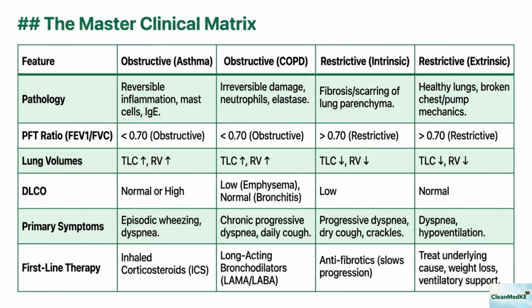To wrap everything up, this master clinical matrix provides a high-level comparison. Remember that while asthma and COPD are both obstructive, with low PFT ratios, asthma is often reversible with ICS, while COPD involves irreversible damage, best managed with long-acting bronchodilators. Restrictive diseases will show high ratios and low volumes, with DLCO helping you distinguish between intrinsic and extrinsic causes.